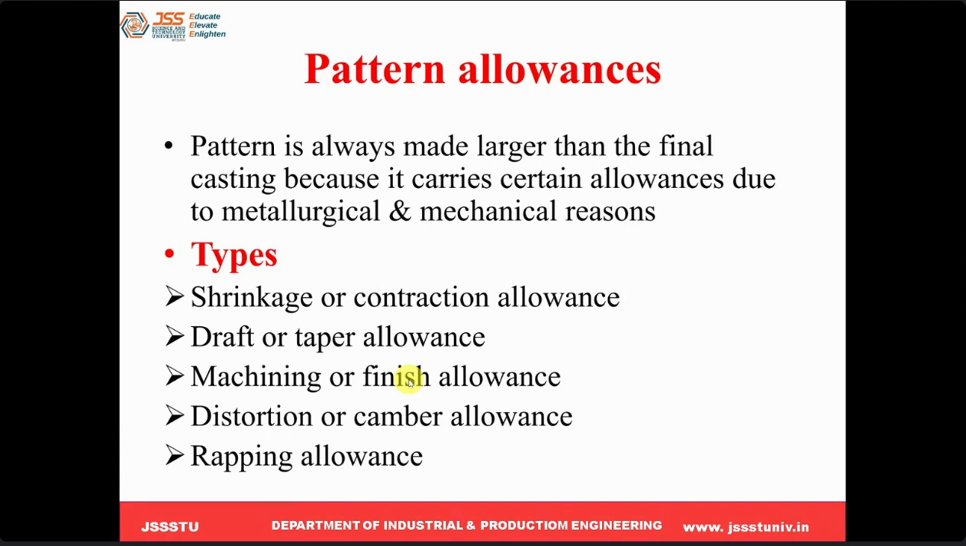They ask about that. So allowance, there are different types of allowance like shrinkage allowance, draft allowance, machining allowance, distortion allowance, warping allowance. I think now you have to tell me the answer. What is shrinkage allowance?